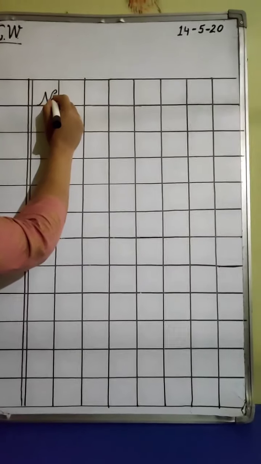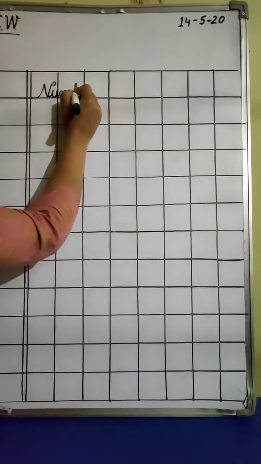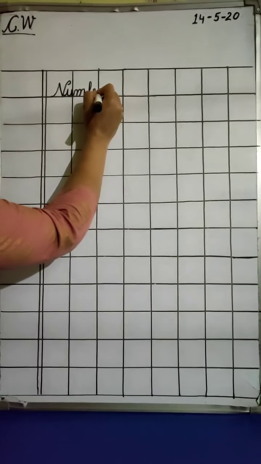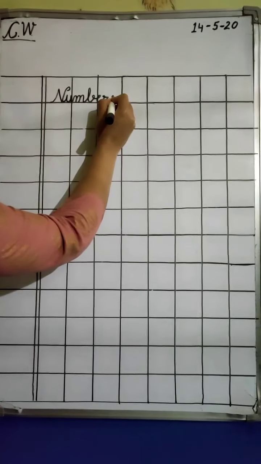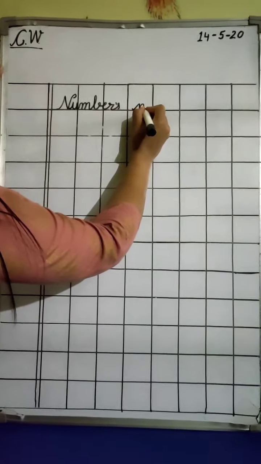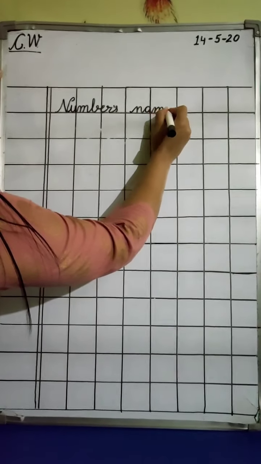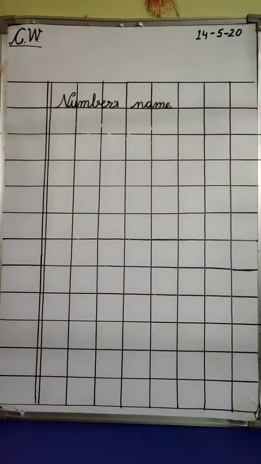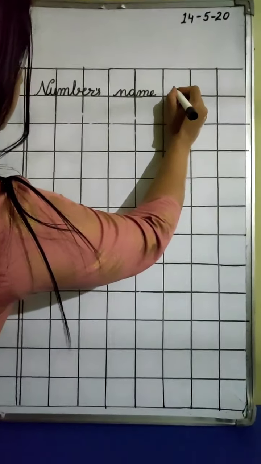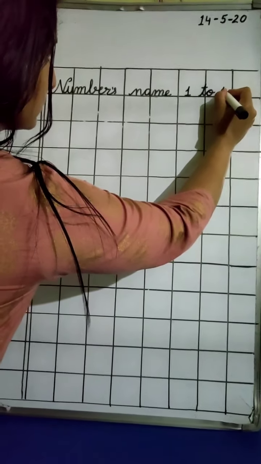N U M B E R S, apostrophe, numbers name. N A M E, name. Numbers name 1 to 10. Today you will learn how to write numbers name 1 to 10.